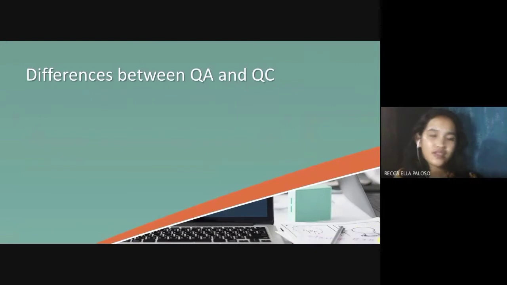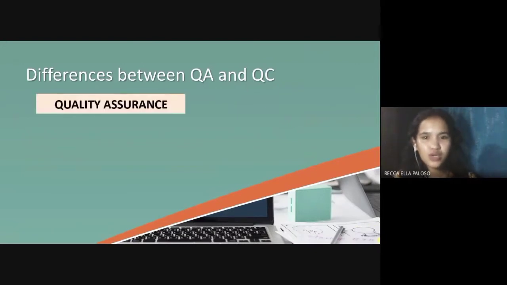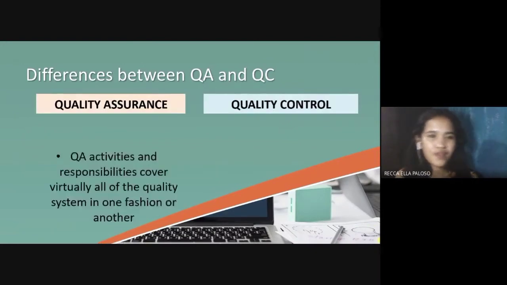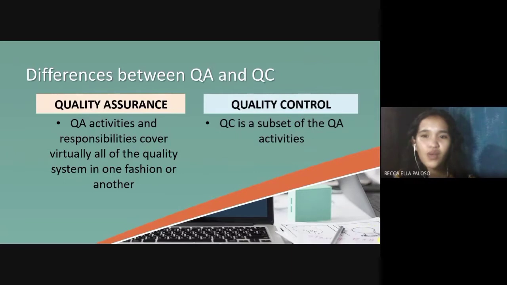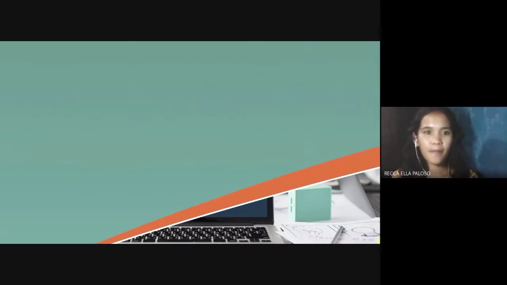So first, let's differentiate between quality assurance and quality control. Quality assurance activities and responsibilities cover virtually all of the quality system in one fashion or another. On the other hand, quality control is a subset of the quality assurance activities. So in layman's terms, quality assurance focuses on preventing defects, while quality control focuses on identifying defects.